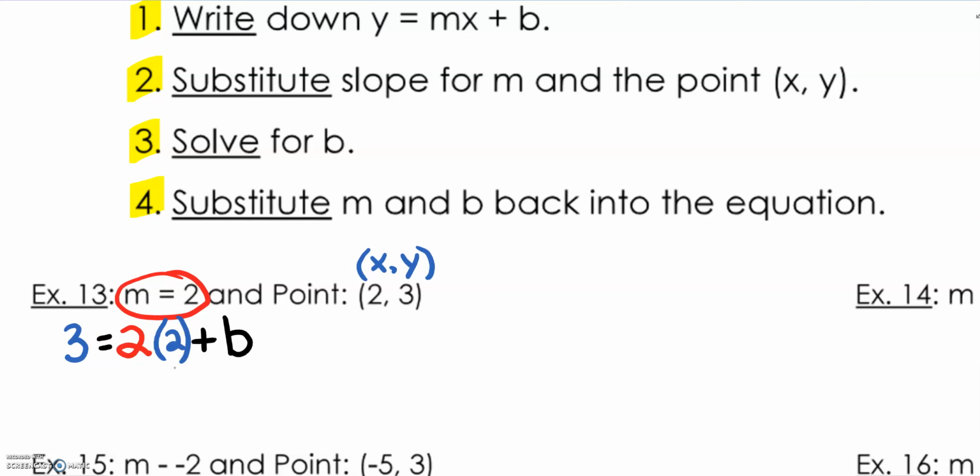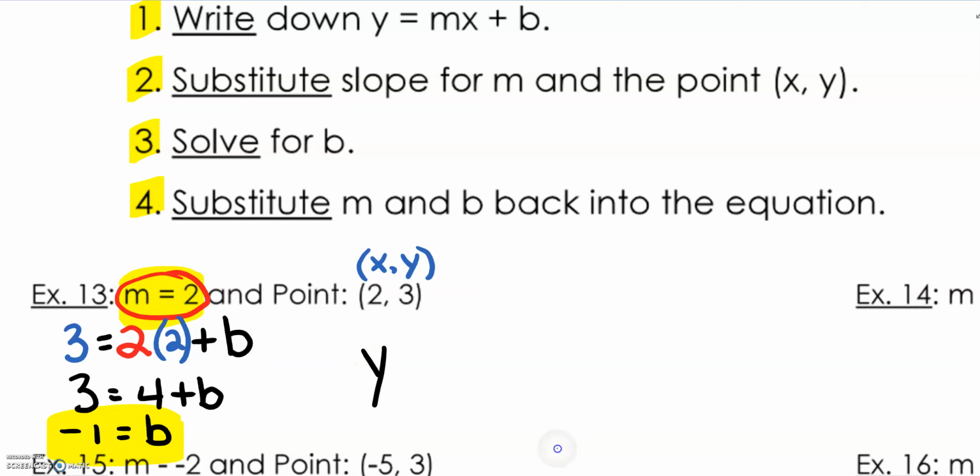And now I can use this in order to solve for b. So when I simplify, I have 3 equals 4 plus b. I can subtract 4 from both sides, and I get that b equals -1. So now at this point, I have the 2 facts that I need. I have my slope is 2. I have my y-intercept is -1.